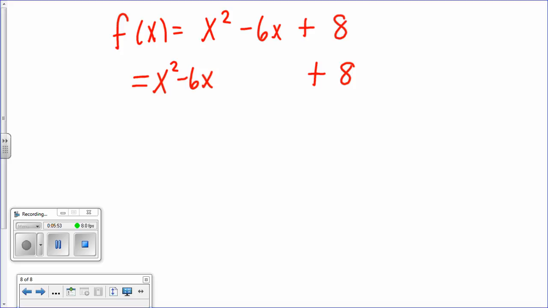Second step. Remember, I'm trying to turn this into a perfect square trinomial. At least part of it needs to be a perfect square trinomial, and it all revolves around that half B business. So B is −6. I'm going to find half of B. It's pretty easy: −6 over 2 is −3.